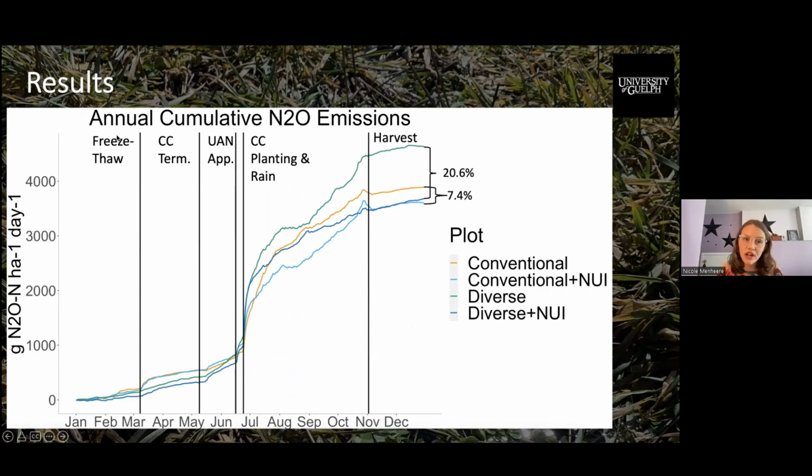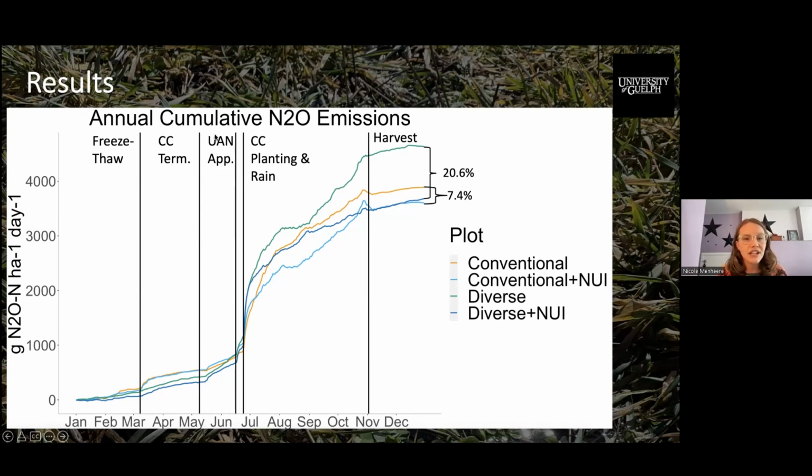We also have our cover crop termination, our second bar. Then we have UAN application, our third bar. Our fourth bar is that cover crop planting rain event. And then you can see the large nitrous oxide emissions being produced, mostly from our diverse plots. Our diverse plots saw much higher nitrous oxide emission events at this time, whereas our conventional plots did not.